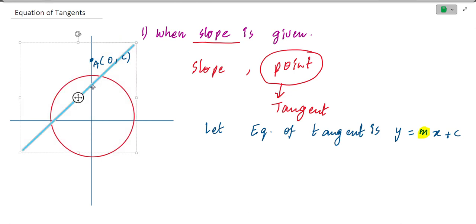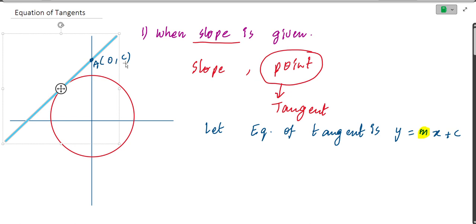You can observe that the intercept made by the straight line on the y-axis is changing. As this is changing, the value of c is changing. For a particular value of c, it becomes the tangent to the circle. So now we are going to find that c value, using the condition that the straight line is becoming the tangent to the given circle.